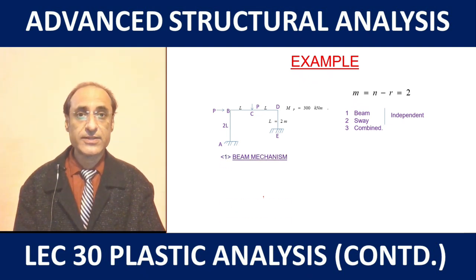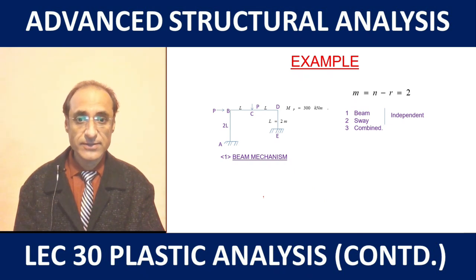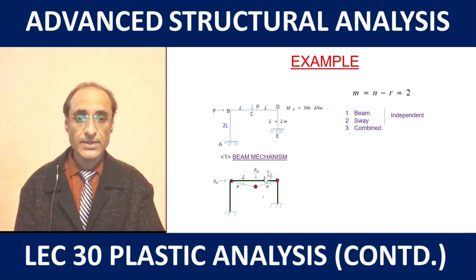So it is fairly predictive in the case of a single bay, single story frame. The mechanisms could be only 3. So let's find out the failure load for the 3 mechanisms. For the beam mechanism, this is how the structure would deform, and the external virtual work will be done by the vertical load only and not the horizontal load.